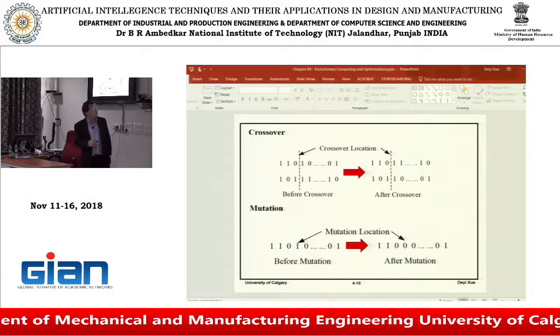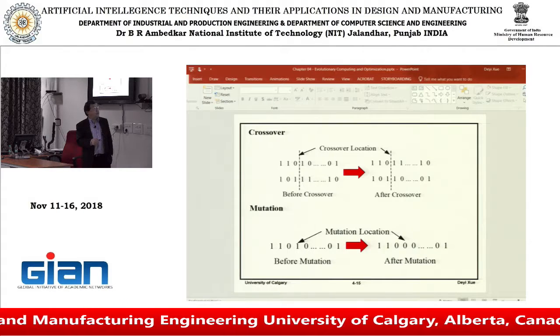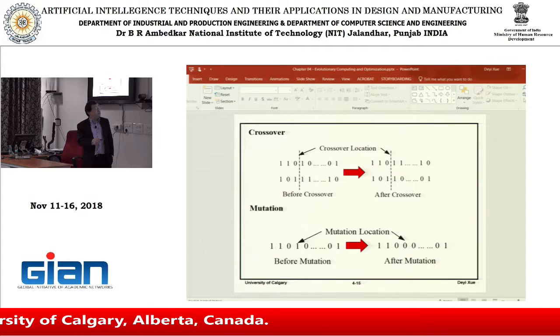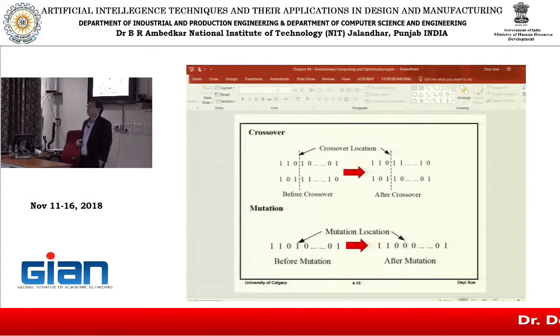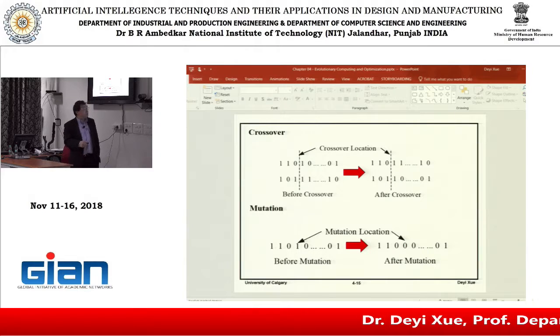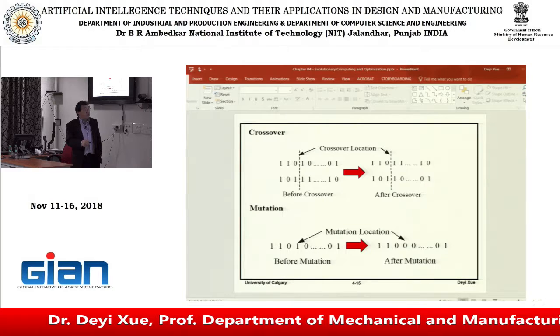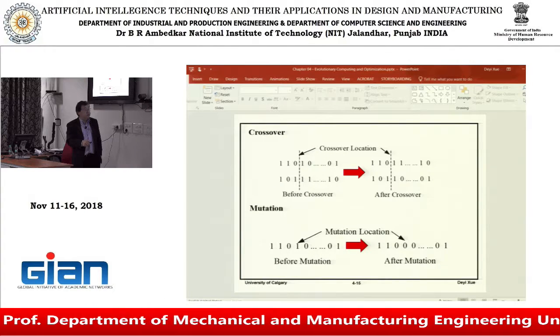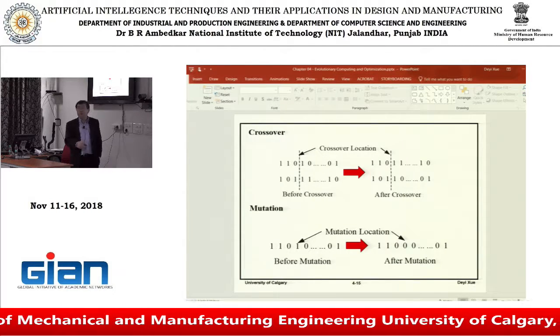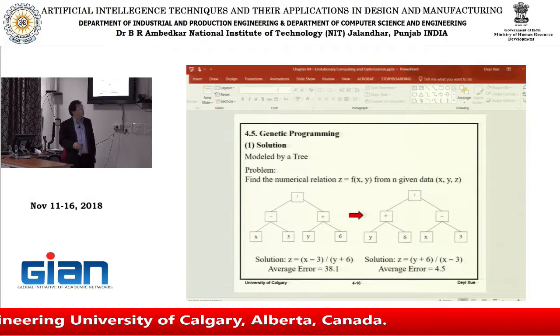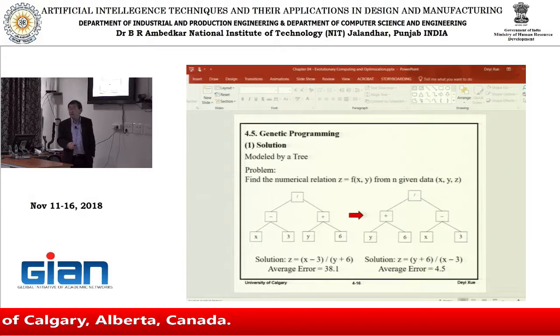Crossover, probably you know this, right? So just take two, cut them somewhere, connect this one with this one, connect this one with this one, with a small probability. Mutation, pick one location with a small probability, change this one from 0 to 1, from 1 to 0. Genetic programming, not required.